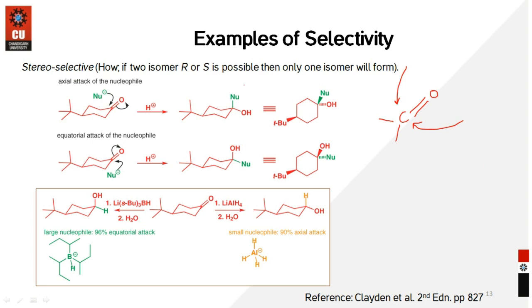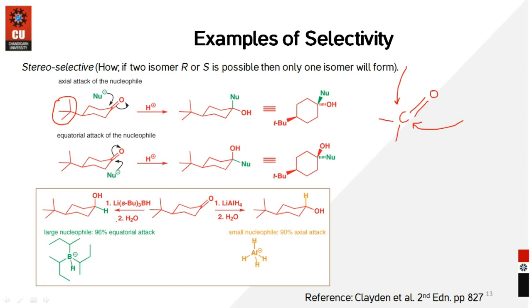If you have a bulky group like a tertiary butyl group on the para position, it will create repulsion on one side so that the nucleophile attacks the other side. So here I have an equatorial attack, here I have an axial attack, depending on which takes place. That will again depend upon the reaction conditions.